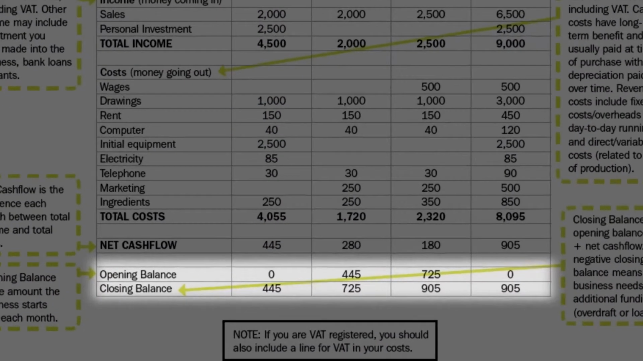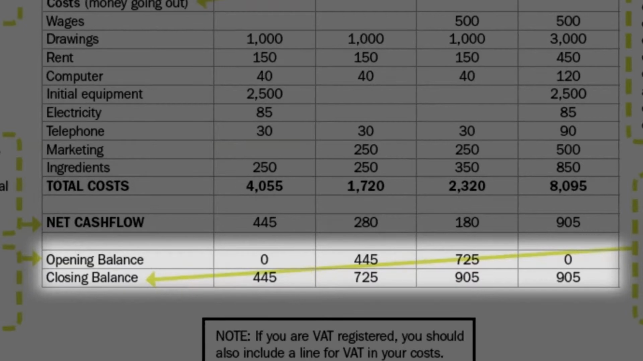The final 2 lines of the cash flow statement show the opening balance for the month. This is what you have available at the start of the month. And the closing balance, the cash you have available at the end of that month. In our example, we have a closing balance in January of £445. This becomes the opening balance for February. Add it to the net cash flow and you have your closing balance for February. That's £445 plus £280, which equals £725. A negative closing balance means the business needs additional funding.